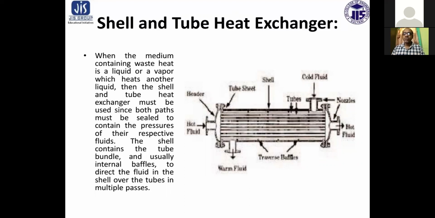So in a shell and tube heat exchanger, the waste heat can be a liquid, or it may be a vapor, as in the case of a condenser. We can use it inside the feed water heater. So both liquid or vapor can be used as exhaust energy or exhaust heat.